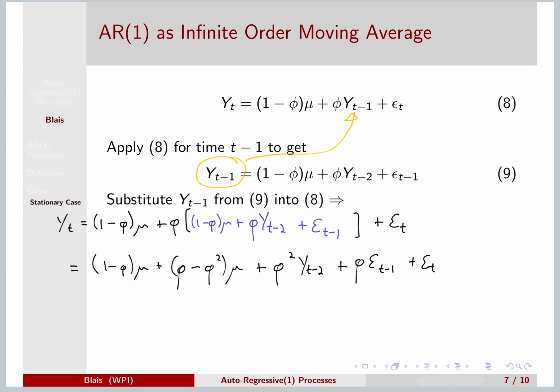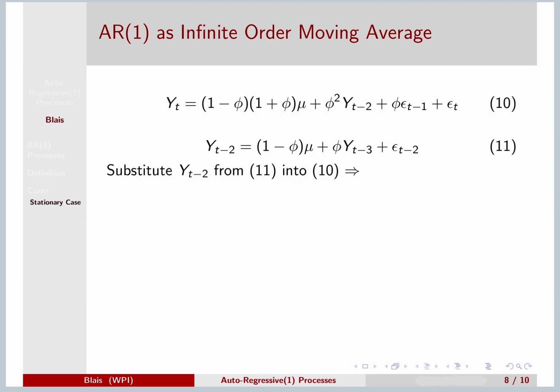So let's try and group some terms. First, we note that this phi minus phi squared, that's this term here, is multiplied by mu, but we also have another term multiplied by mu. So this becomes the quantity 1 minus phi plus phi minus phi squared, all times mu, plus phi squared times y t minus 2 plus phi epsilon t minus 1 plus epsilon t. And we see here that minus phi and plus phi cancel. So that step leaves us with this expression here.